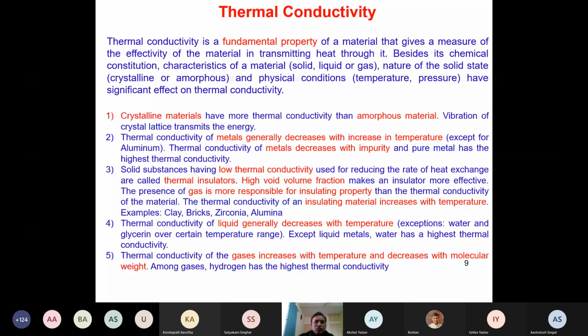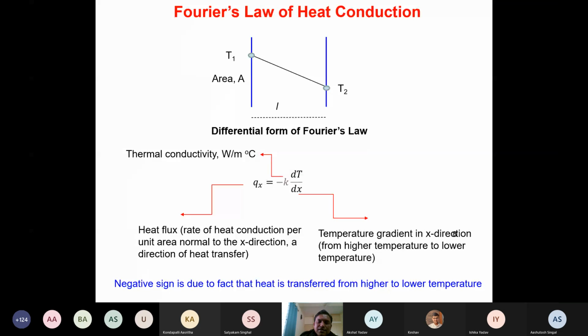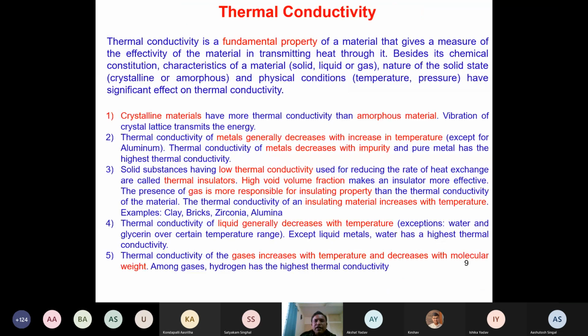So what we have seen so far in Fourier's law is that the heat flux is proportional to the temperature gradient, and the proportionality constant is k, which is nothing but the thermal conductivity. So let's look at the thermal conductivity in detail.